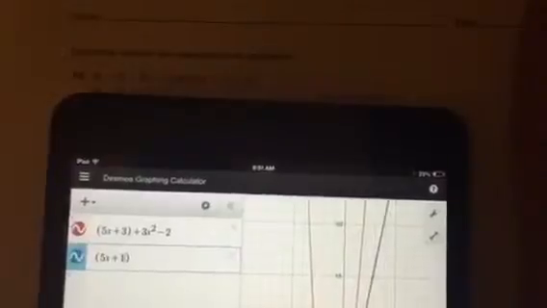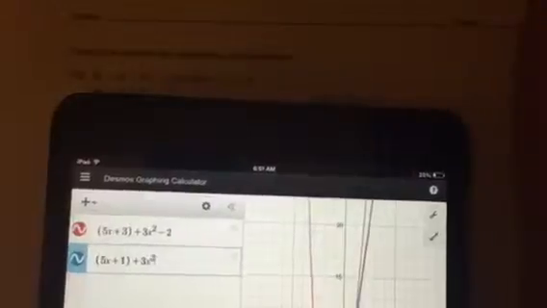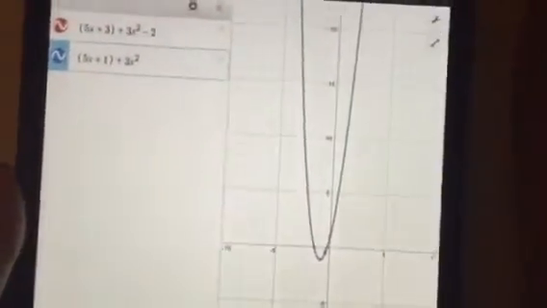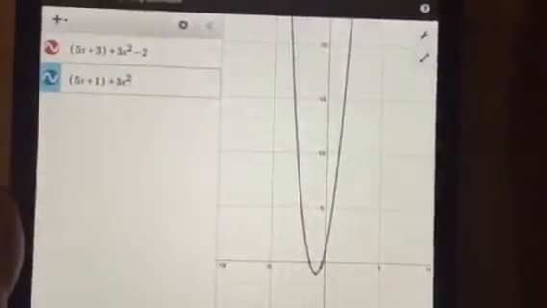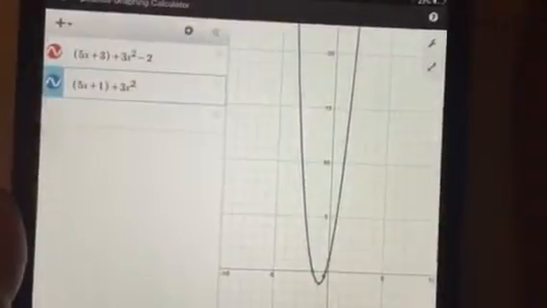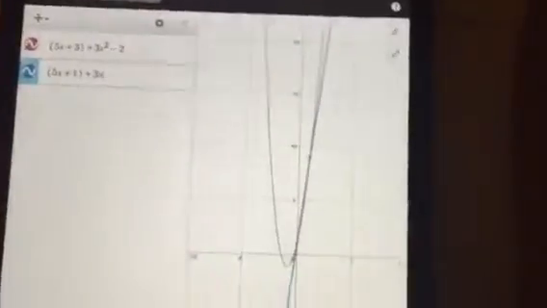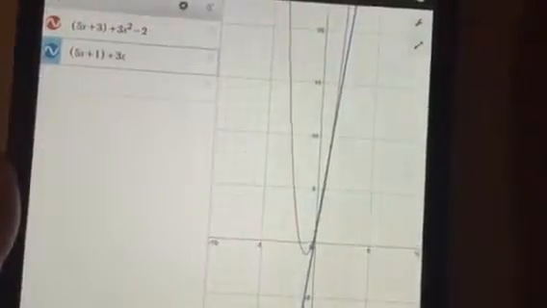Now the second expression, 5x plus 1, and then plus 3x squared. Notice that as I graphed it, once the final expression came into play, so see before I typed the squared part, the two weren't the same, right? So before I typed it, the blue and the red were two different ones. They weren't equivalent. But once I finalized, the two became one. The red was on top of the blue.